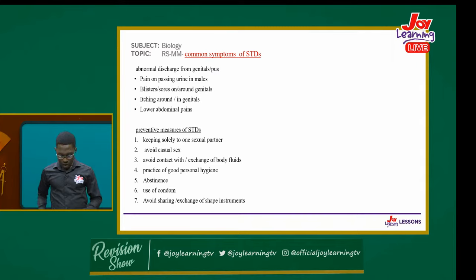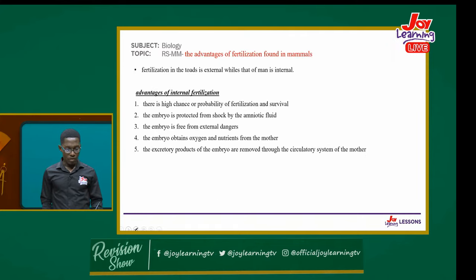So on your screen you have what you have to do to prevent it. Keep one partner, as they say. Avoid casual sex. Avoid contact with people who have these problems. Then abstain or use condoms to prevent STDs.